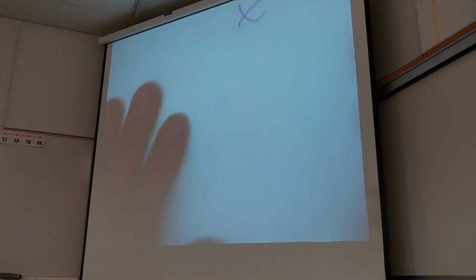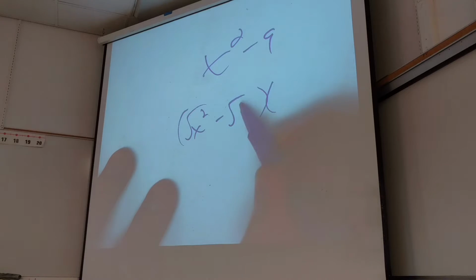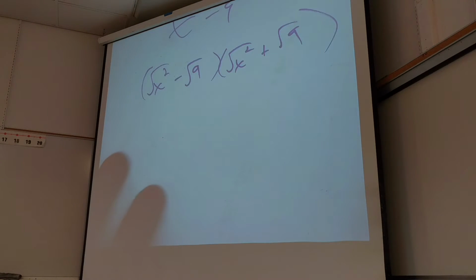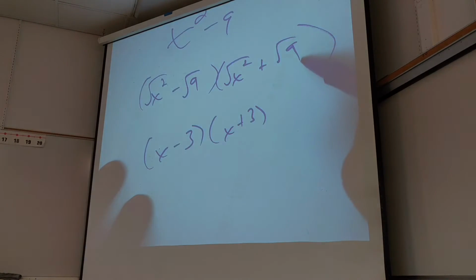Not what we're used to. What's x squared minus 9? How do you do that? That's right. Square root of x squared minus square root of 9, square root of x squared plus the square root of 9. Why, Jeff? x minus 3, x plus 3. Where did 3 come from? Cut 9 in half. Isn't that what square roots do?